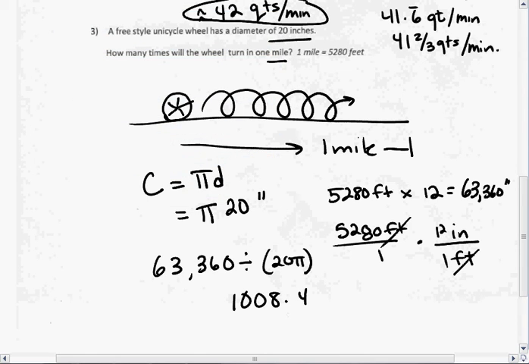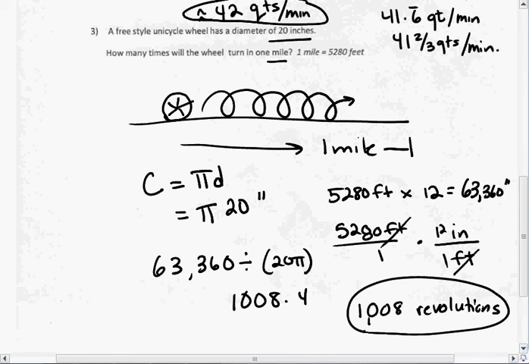1008.4. And once again, the problem doesn't specify where to round to, so I'm going to just round to the nearest revolution, 1008. My answer is 1008 revolutions. A revolution is just 1 turn.